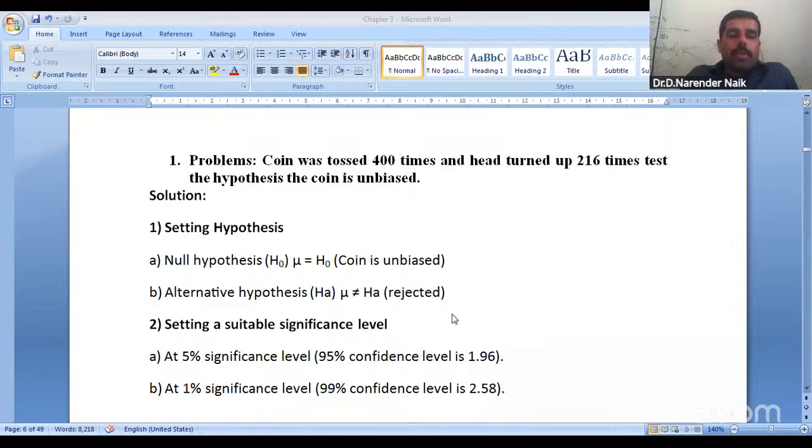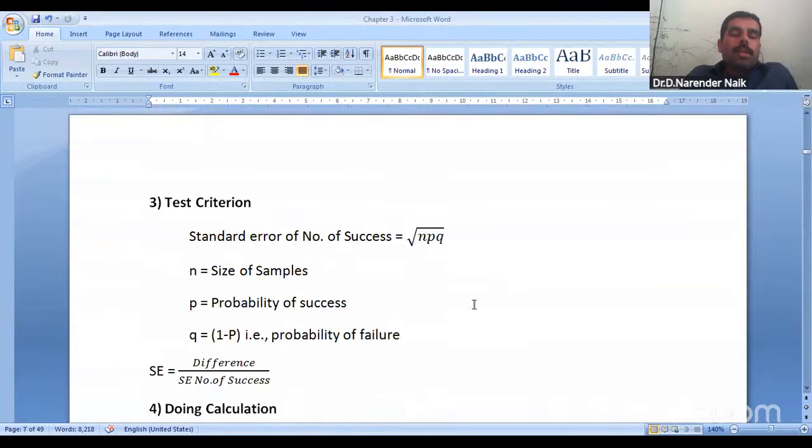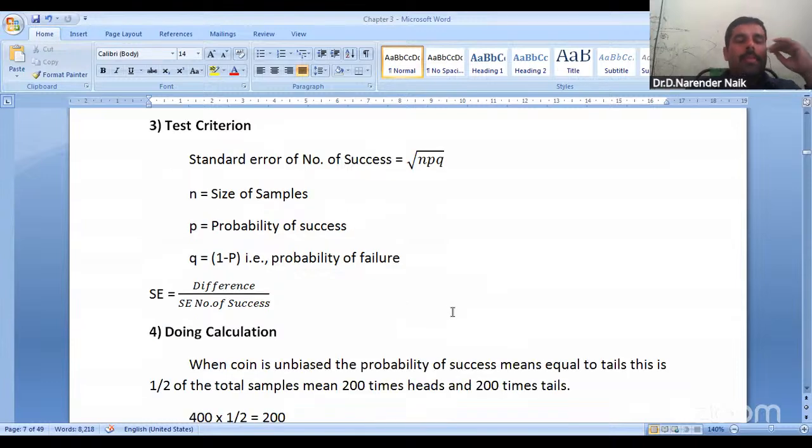Okay. Then the third step is the test criterion. In test criterion, according to the problem, you have to decide which method and which formula we need to apply. You have to decide at this stage only. The standard error of number of success is equal to the square root of NPQ. N is the sample size, P is the probability of success, Q is equal to 1 minus P, that is the probability of failure. The test statistic is equal to the difference divided by the standard error of number of success.